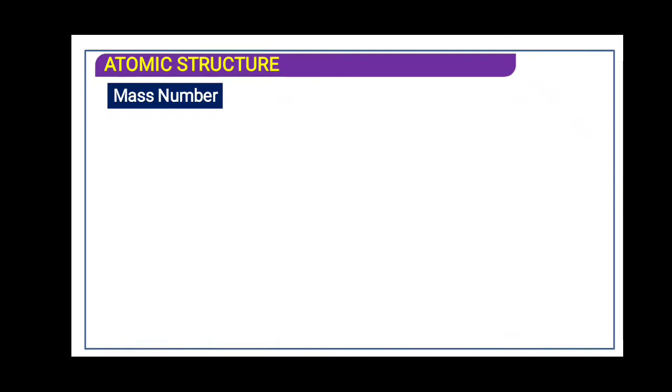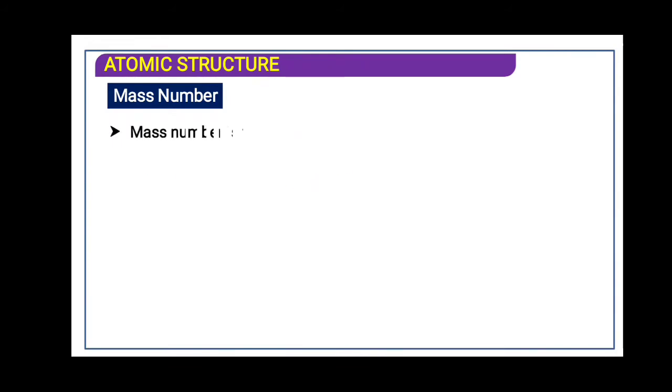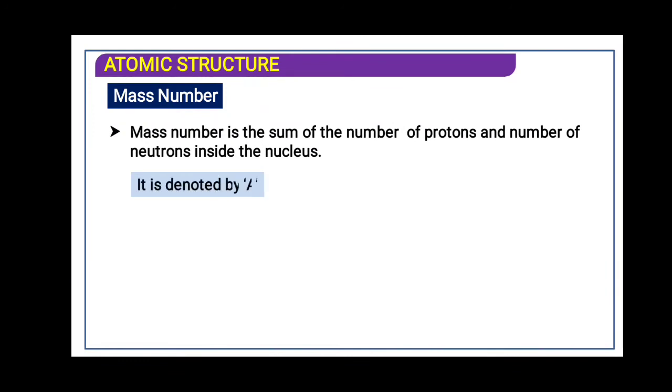Now what is mass number? Mass number means the sum of the subatomic particles present in the nucleus. That means the number of protons and neutrons present in the nucleus is said to be the mass number. It is denoted by the capital letter A. Capital A indicates the mass number of an element.